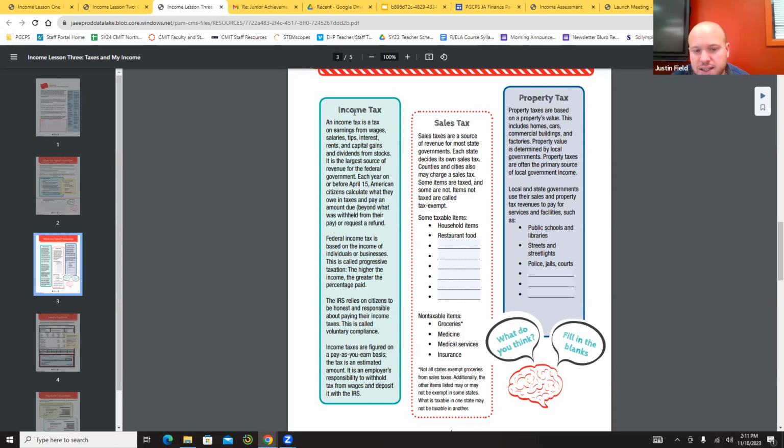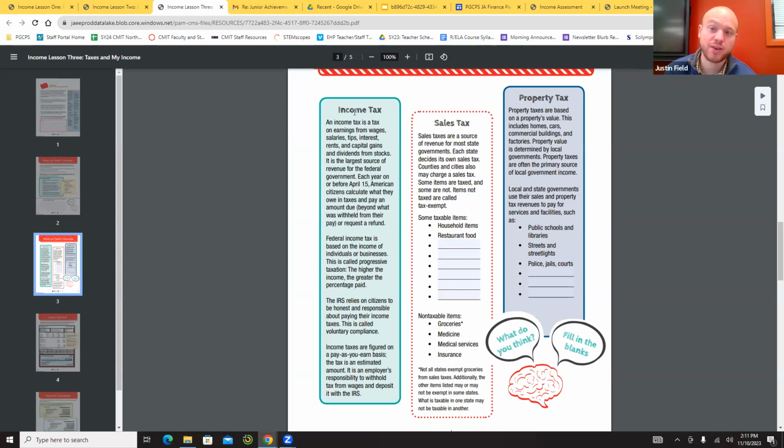The IRS relies on citizens to be honest and responsible about paying their income taxes. This is called voluntary compliance. Income taxes are figured on a pay-as-you-earn basis. The tax is an estimated amount. It is the employer's responsibility to withhold tax from wages and deposit it with the IRS. So what happens is I get paid every 2 weeks, and my gross income is one number, and then what I actually get in the bank is smaller. Part of the reason is the taxes that are taken out, income taxes.